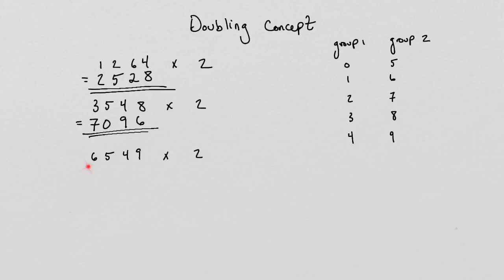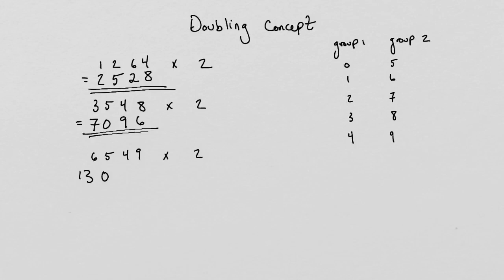Okay, next problem. 6 times 2 is 12. We look over, we see 5 is a group 2 digit, so we write 13. 5 times 2 is 10. We look over the number 4. That's group 1 digit. So we just write the 0. Because remember, we already carried that 1 over.